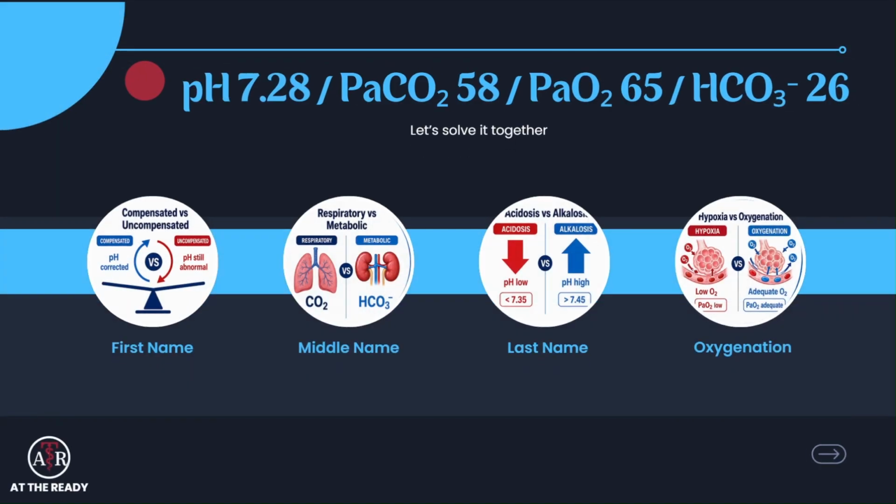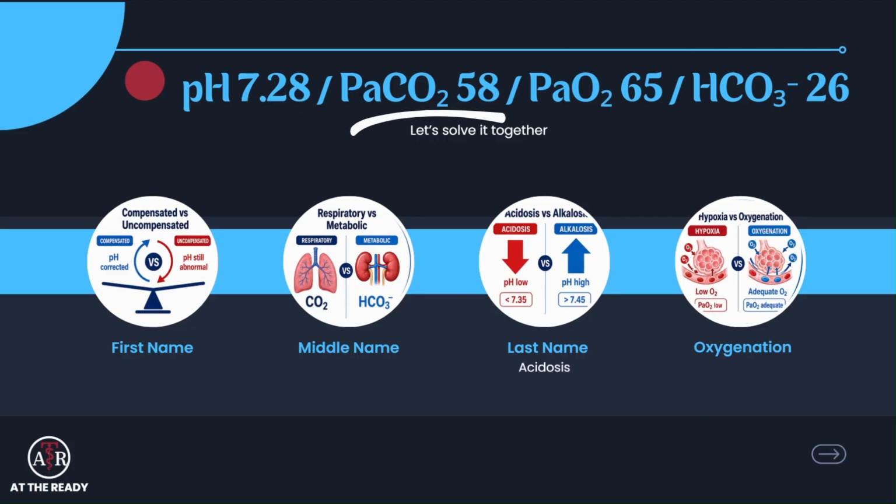Awesome. Let's do one last one together. You have a pH of 7.28, a PaCO2 of 58, a PaO2 of 65, and a bicarb of 26. So start with the pH. 7.28 is low. Remember normal 7.35 to 7.45. So the last name is acidosis. Now find the middle name.